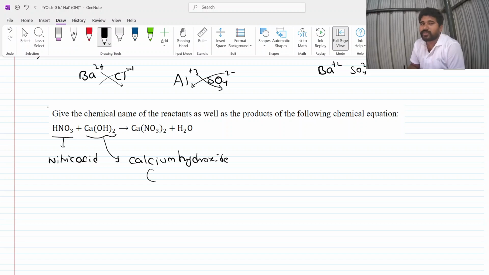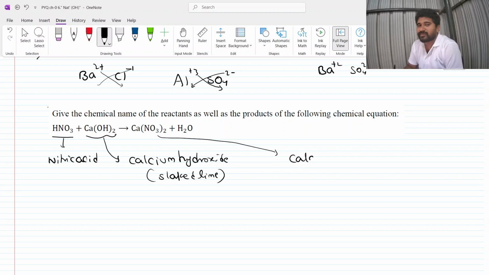If you want, what you can write? Slaked lime. What is calcium? Nitrate or nitrite? Calcium NO3 is what? NO3 is very good. Next, H2O.